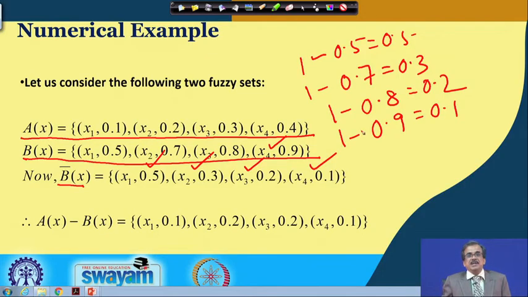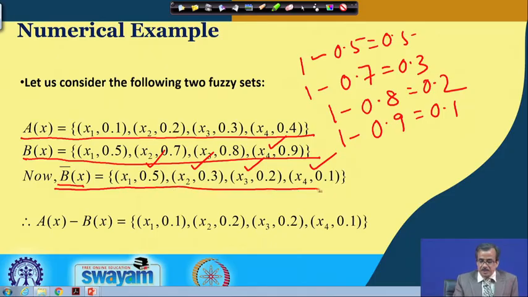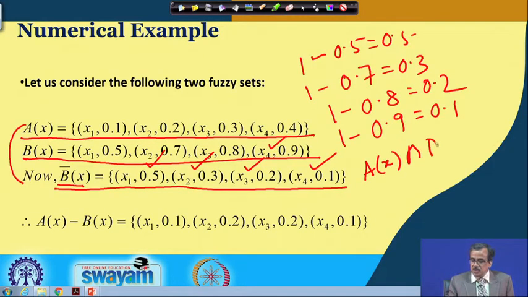So, I will be getting this. So, this is nothing but the complement of b. Now, actually what we do is, we try to find out the intersection of this particular A(x) with your B bar. Now, if I try to find out the intersection of A(x) and this particular B bar, element wise, I will have to find out what should be the mu.